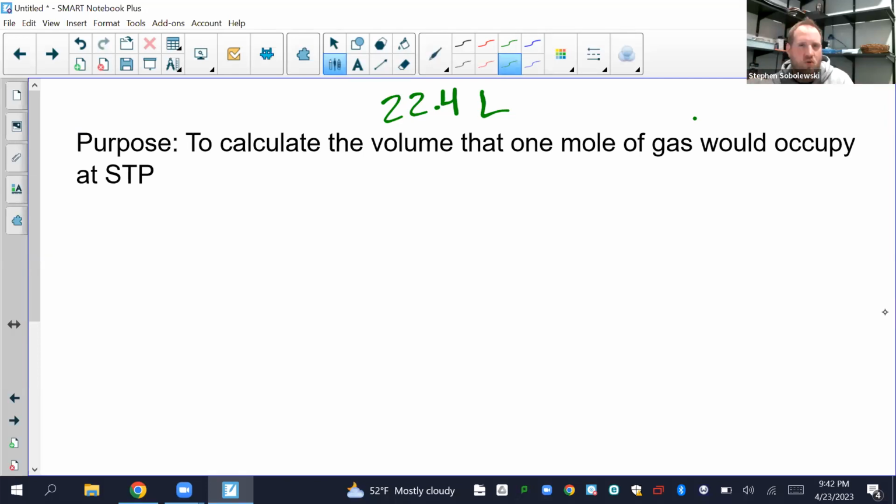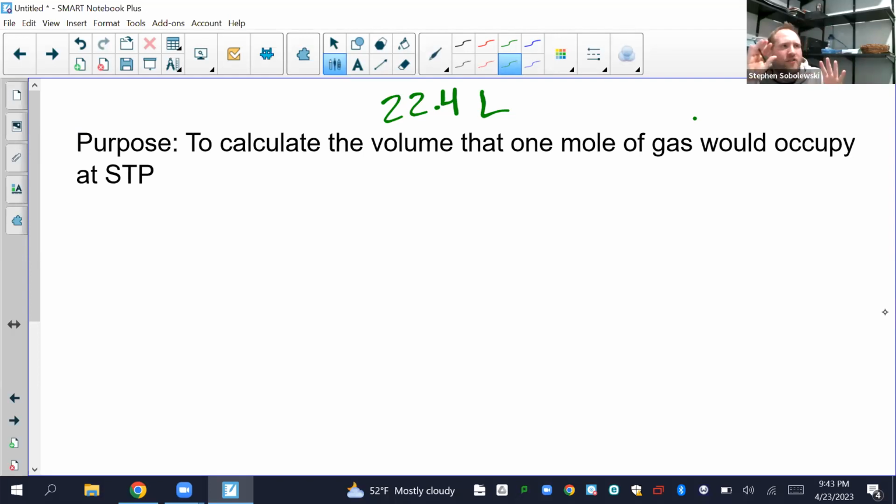The other problem is 1 mole of gas. 22.4 liters is huge. I don't have any glassware that can trap 22.4 liters of gas. We're going to have to scale this down and scale the conditions. So really what we're going to be doing in lab is generating a fraction of a mole of hydrogen gas at a certain set of conditions, at room temperature, at room pressure, and we're going to measure that small volume that it's going to occupy.